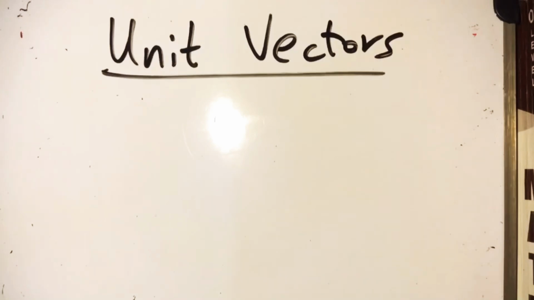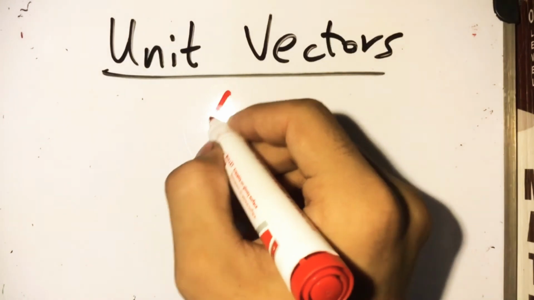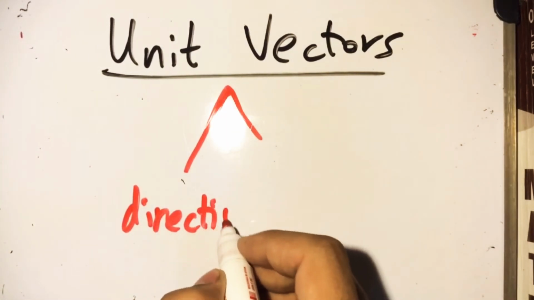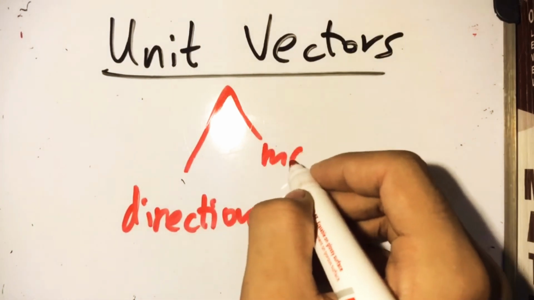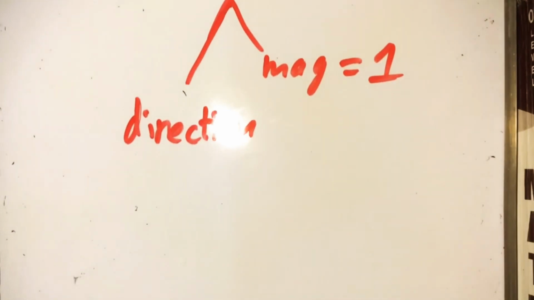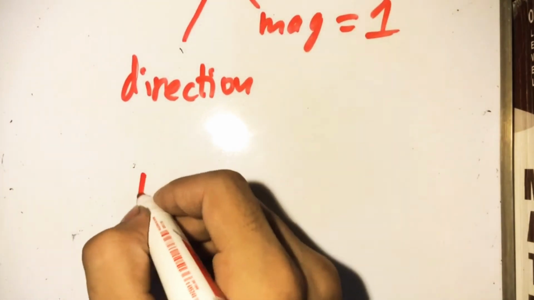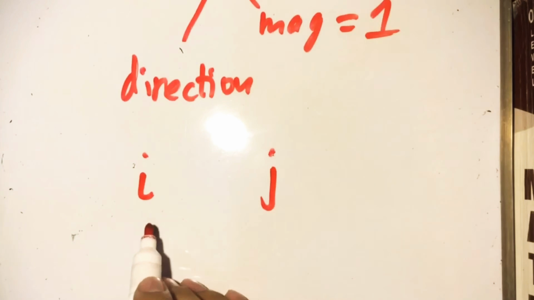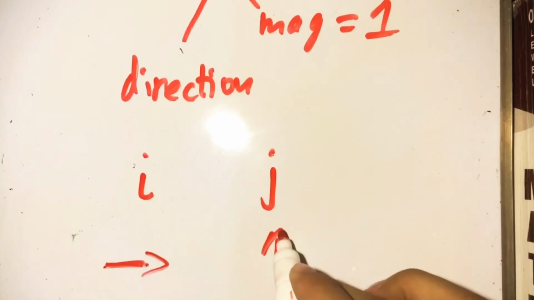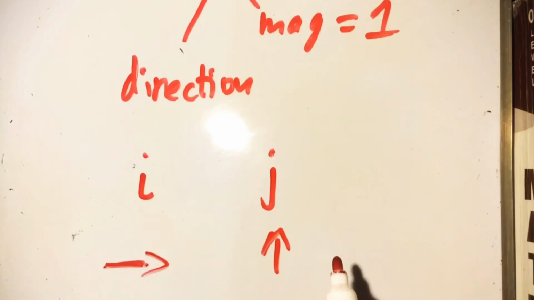Now a unit vector is a vector that represents direction, and the magnitude of a unit vector is always equal to 1. Now two basic unit vectors are i and j. i represents the eastwards direction, that is moving towards the right on the x-axis, while j represents the northward direction, that is moving upwards on the y-axis.